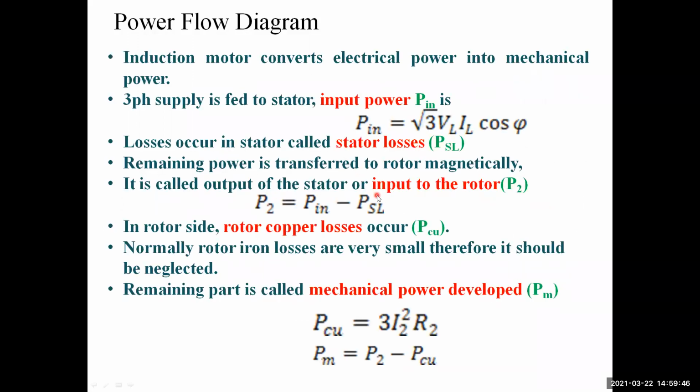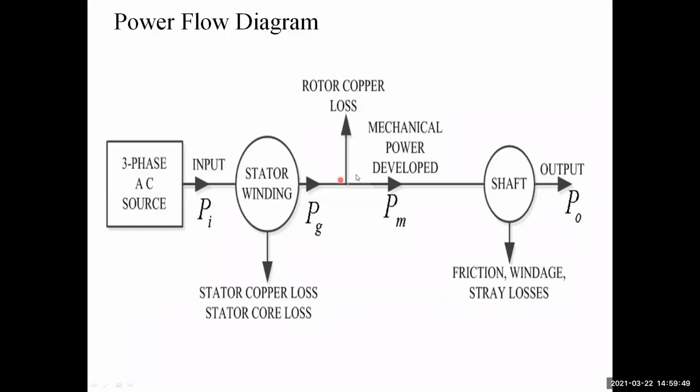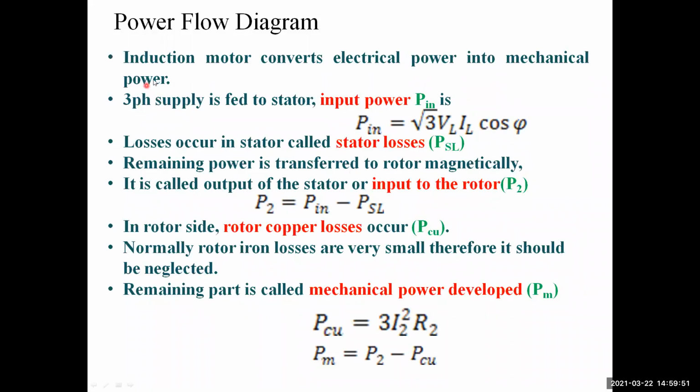Now the different formulas of a three phase induction motor based on this. An induction motor converts electrical power into mechanical power. You know well, three phase supply is fed to the stator. That three phase power is root 3 VL IL cos phi if it is in line quantities. If it is in phase quantities, it is 3 V phase I phase cos phi. Understood? Okay. If the voltage and currents are in terms of phase, 3 V phase I phase cos phi; for line, root 3 VL IL cos phi.